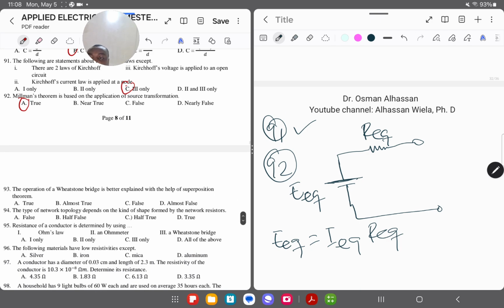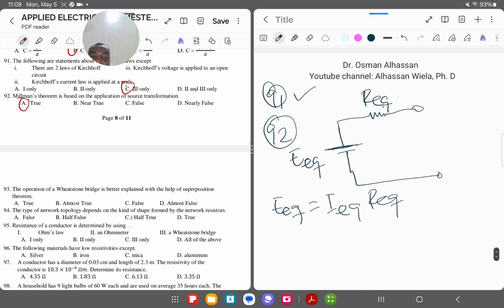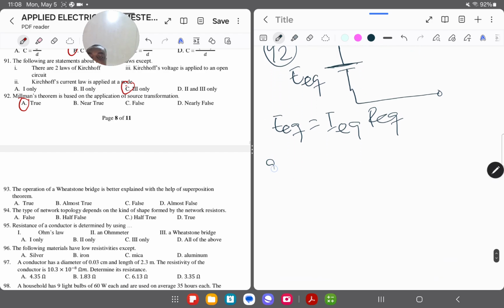Now moving to question 93. The operation of a Wheatstone bridge is better explained with the help of superposition theorem. Now here we are talking about Wheatstone bridge, right? Question 93. So we have a Wheatstone. When it comes to Wheatstone bridge, it's actually better explained by using Thevenin's theorem, right?